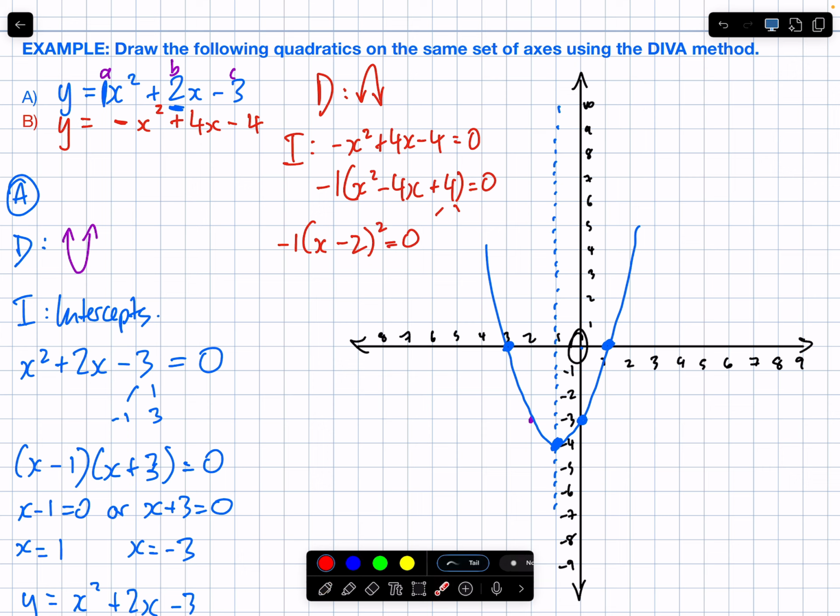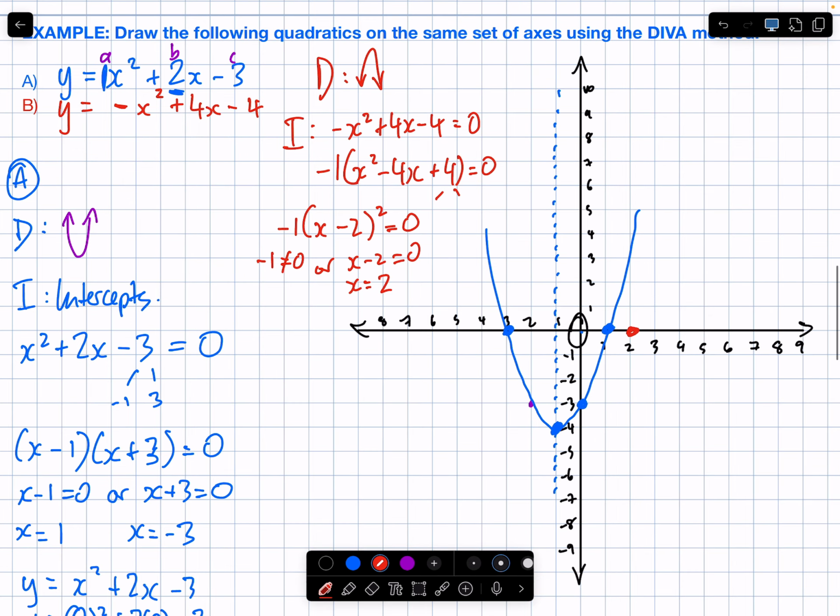This is a null factor law now. Negative 1 can't be 0, so you'd write negative 1 can't be 0. But the other option is x take 2 equals nothing. What's x going to be if x take 2 equals nothing? 2. Is there any other solutions there? So is that going to cut twice or is it just going to touch the tip? It's going to touch once. It's going to touch here. One time. Okay.